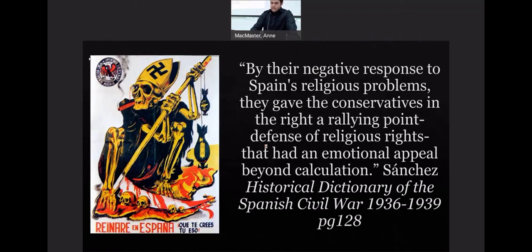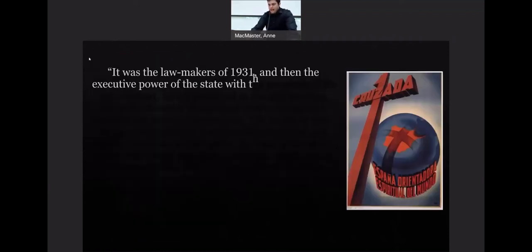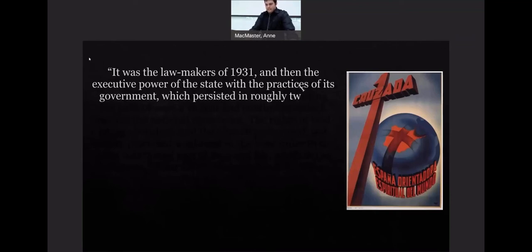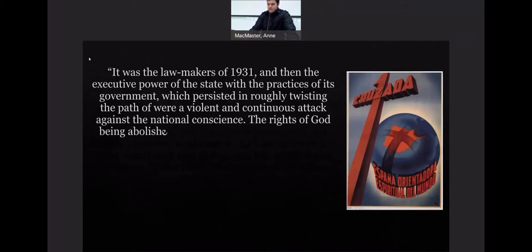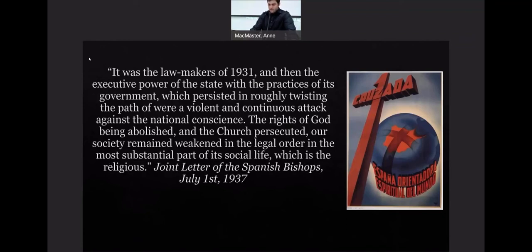According to the letters of the Spanish bishops in 1937, it was the lawmakers in 1931, and then the executive power of the state with the practice of its government. There were violent and continuous attacks against the national conscience, the rights of God being abolished and the church persecuted. Our society remained weakened in the legal order in the most substantial part of its social life, which is the religious.